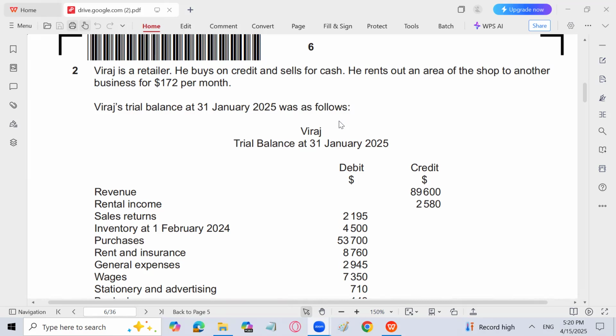I have sent it to you on the WhatsApp group. It has not been given as a printed copy. If you want to take it, then we can ask these people, they can print. Okay, Viraj is a trade retailer.